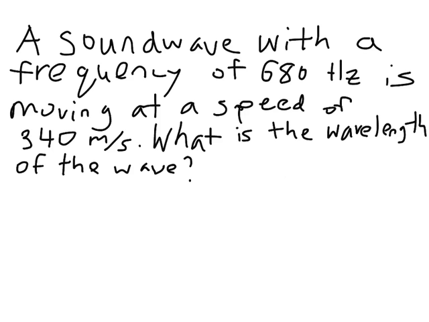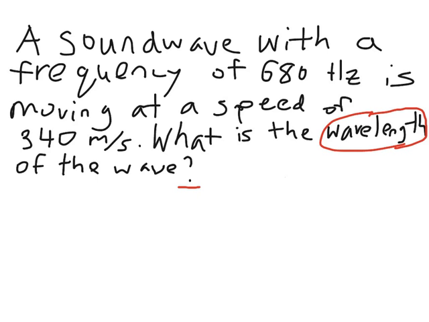Let's try a sample problem. A sound wave with a frequency of 680 Hertz is moving at a speed of 340 meters per second. What is the wavelength of the wave? The first step is always to circle what we are trying to find, what the question is asking us about. To figure that out, we look for the question mark. So the last sentence is a question. It is saying, what is the wavelength? So wavelength is what they are trying to ask us to find.